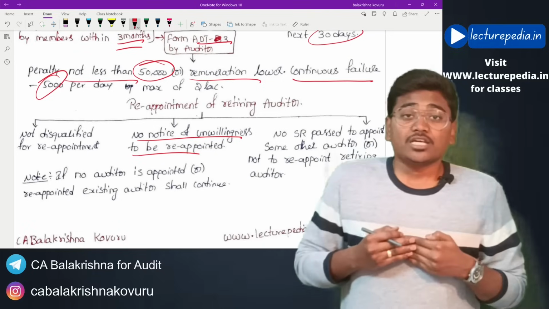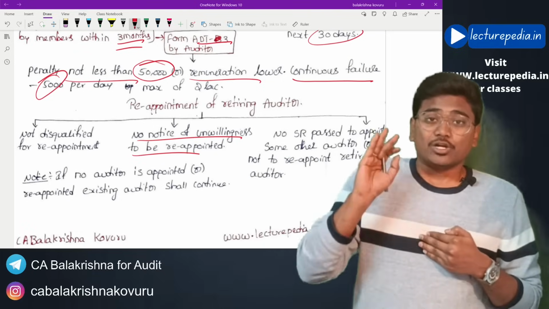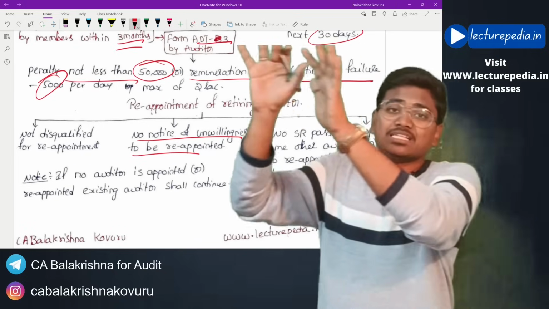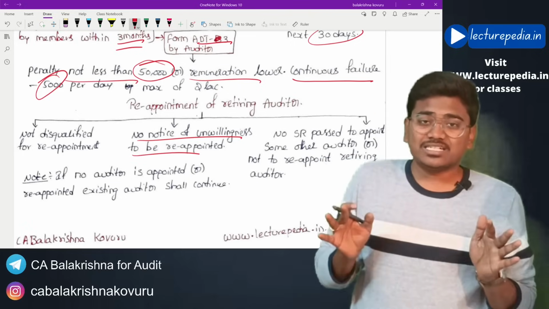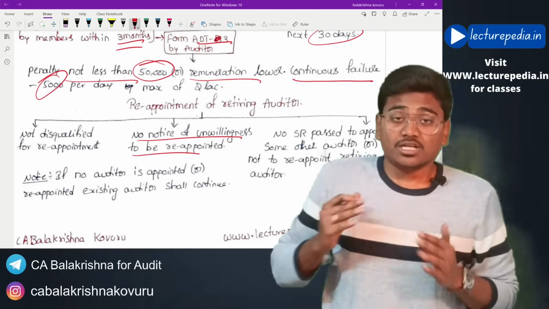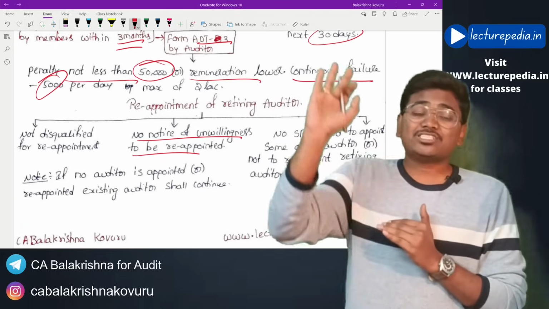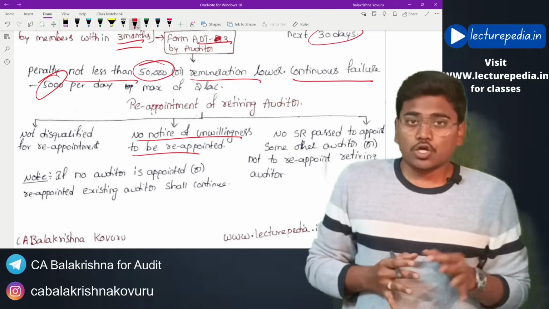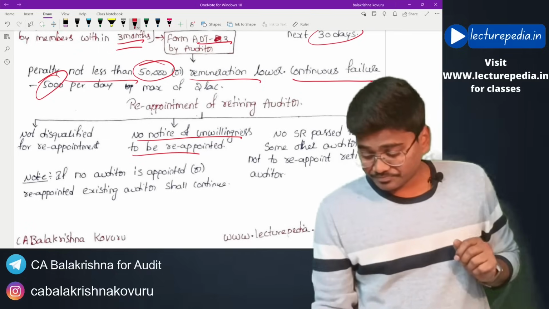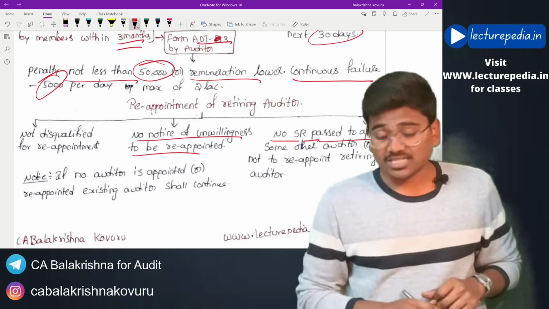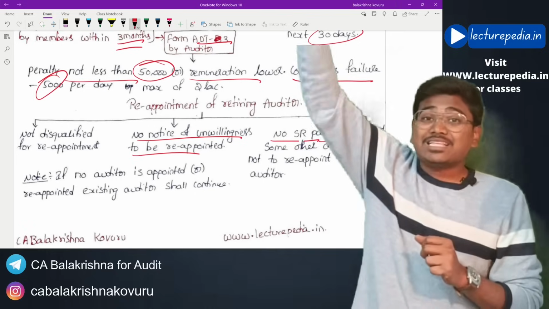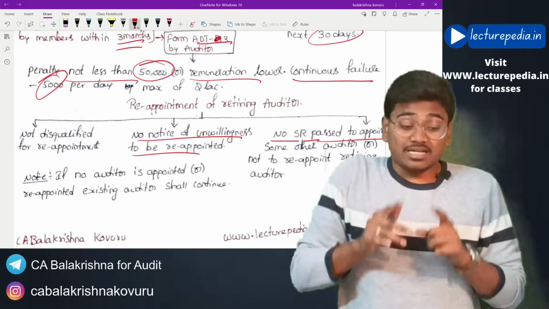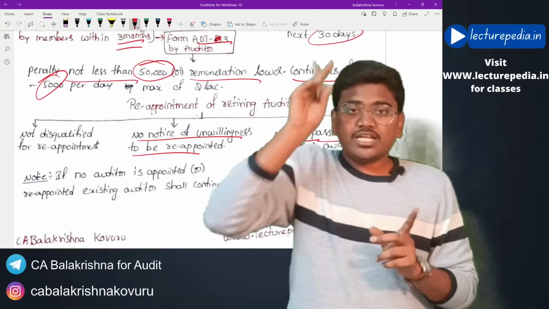Okay, the auditor should not have given any notice to the company stating that he is unwilling to be appointed as auditor. I will not give consent for appointing as auditor. If such a type of unwillingness notice is given by the auditor, then that person cannot be reappointed as an auditor. Next, no special resolution should be passed to appoint some other person as auditor, or specifically stating that the retiring auditor should not be reappointed.